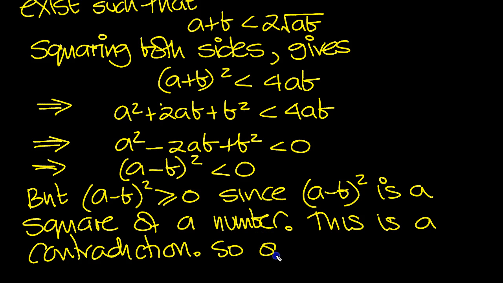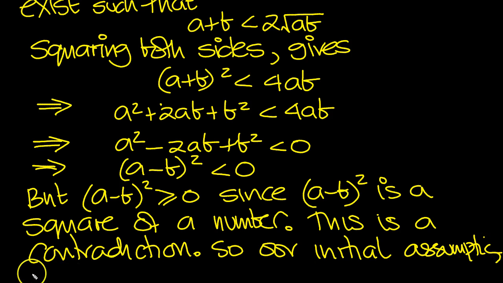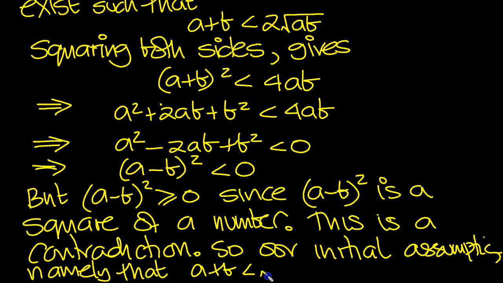So our initial assumption must be false, if everything else is okay. So our initial assumption, namely that we started off here, a plus b is less than 2 lots of square root ab. So our initial assumption, namely that a plus b is less than 2 root ab, must be false.